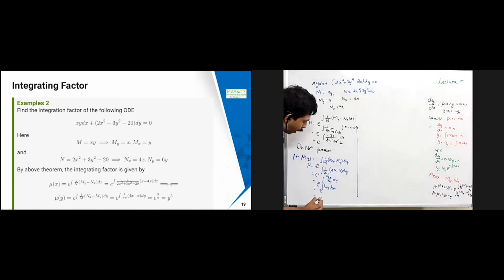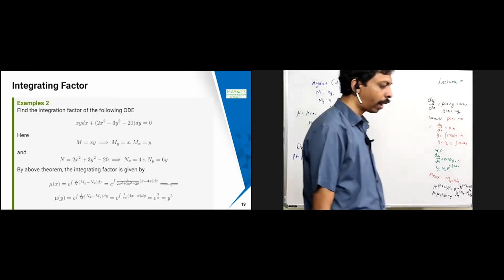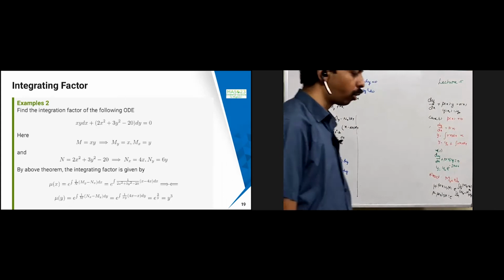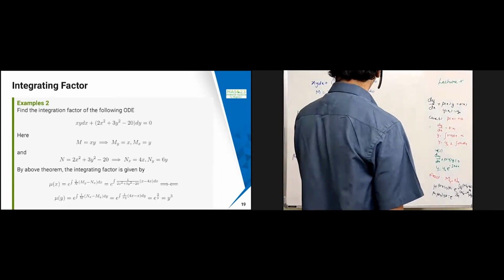So this is going to become e power ln y cube, which implies y cube. Therefore your mu is going to become y cube. So you can say that mu is nothing but y cube. Your mu is y cube, so that you can use it for finding the solution for this problem.